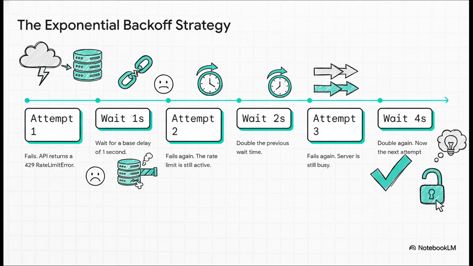Here's how it works. After the first attempt fails, your code waits for 1 second. If that one fails too, you double it and wait for 2 seconds. Fails again, double it to 4 seconds. This approach is brilliant because it gives the server time to catch its breath, and it dramatically increases the chance that your next attempt will get through.